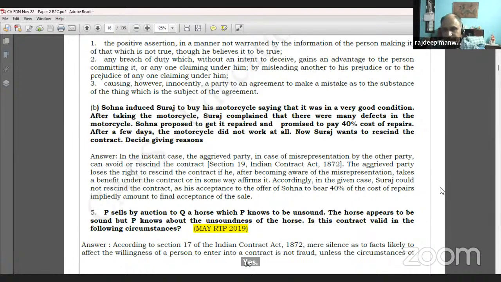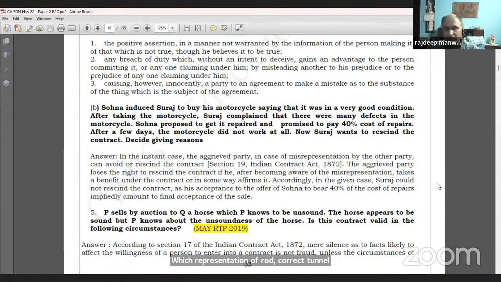Next. Sona induced Suraj to buy his motorcycle, saying that it was in a very good condition. After taking the motorcycle, Suraj complained that there were many defects in it. Sona proposed to get it repaired and promised to pay 40% of the cost of repairs. After a few days, the motorcycle did not work at all. Now Suraj wants to rescind the contract. Give reasons. Yes, he can rescind the contract because there's a case of misrepresentation or fraud, correct? Yes, sir, where he made him believe that it was good.